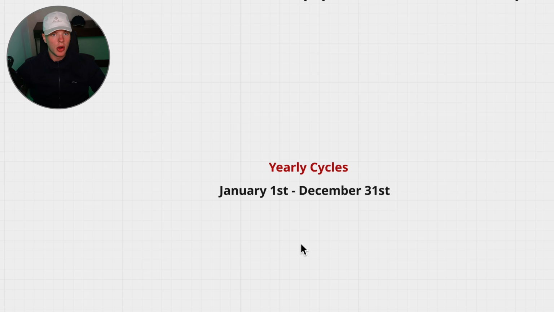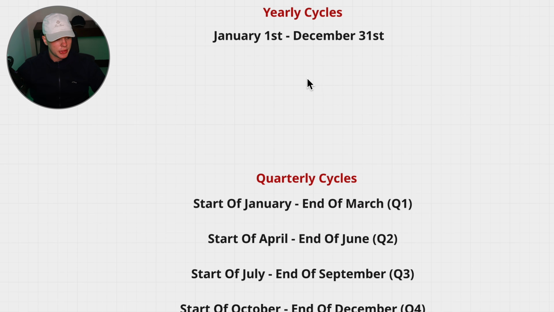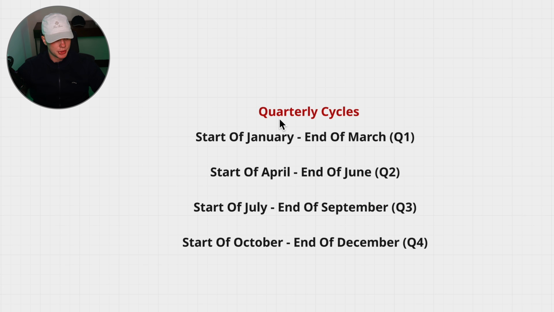So when a new year opens up, you immediately have two reference points. And those are your previous yearly high, previous yearly low. Next to that, we pay attention to quarterly cycles. The first quarterly cycle begins at the start of January and ends at the end of March. The second quarterly cycle begins at the start of April and ends at the end of June. The third quarterly cycle begins at the start of July and ends in September. The fourth quarterly cycle begins in October and ends in December.